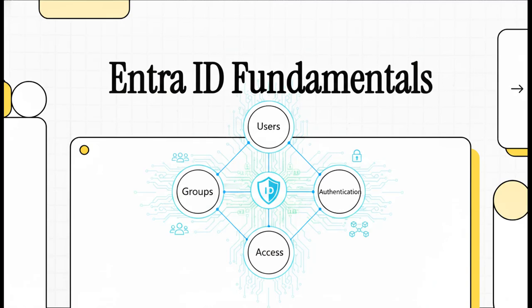If you've ever found yourself wondering how modern organizations manage to lock down their sensitive data while still keeping their employees completely productive, well, you're in exactly the right place. Today, we're exploring the absolute bedrock of modern corporate cloud security, Microsoft Entra ID. It's essentially the central nervous system that manages your users, your groups, authentication, and access to all of your apps and resources. So let's jump right in.